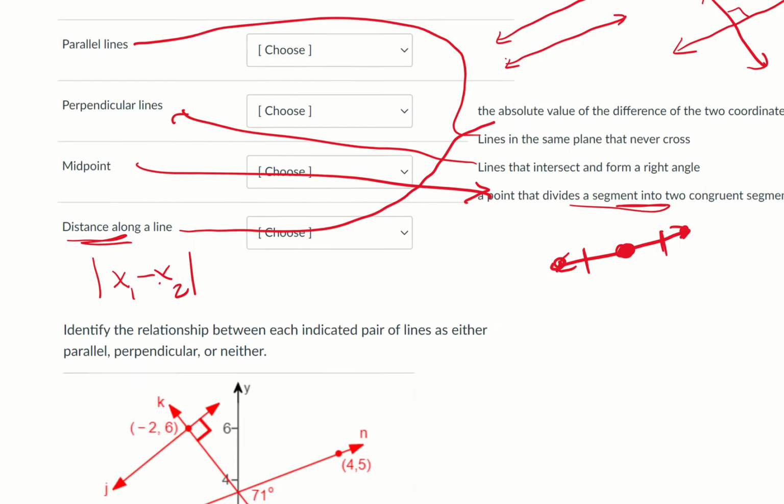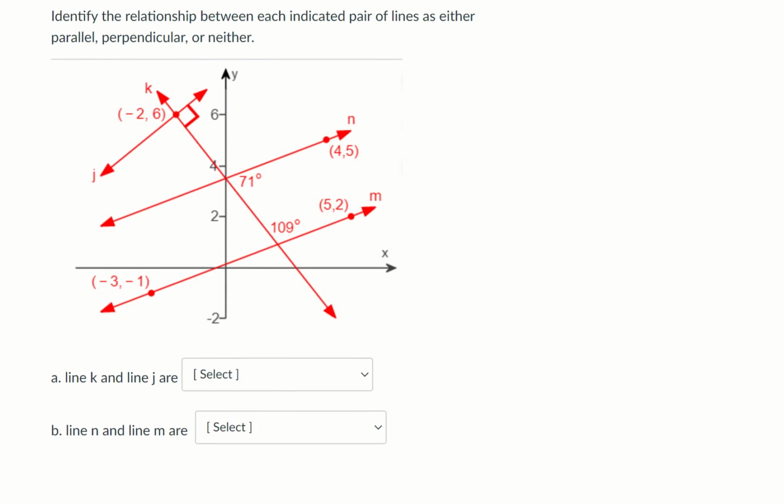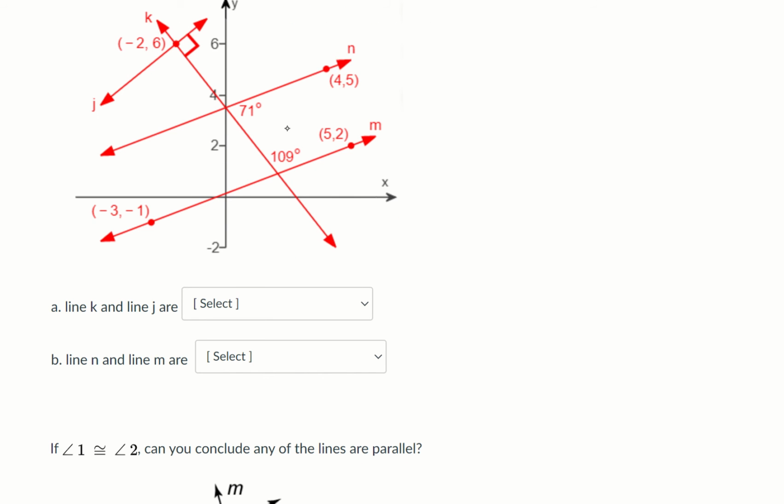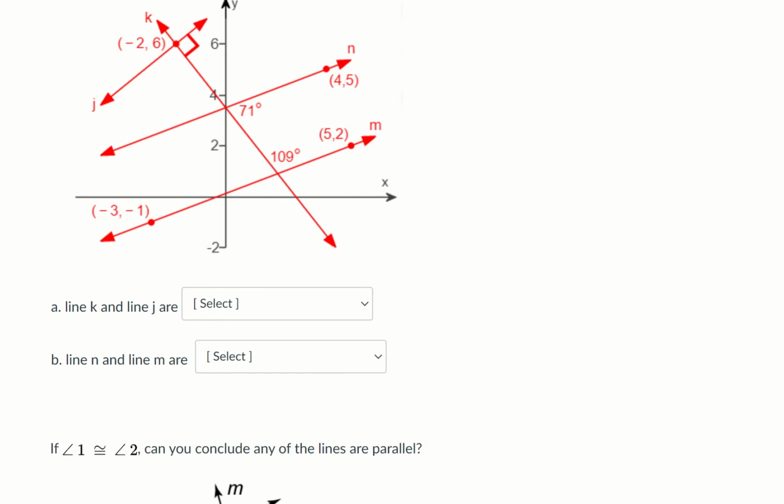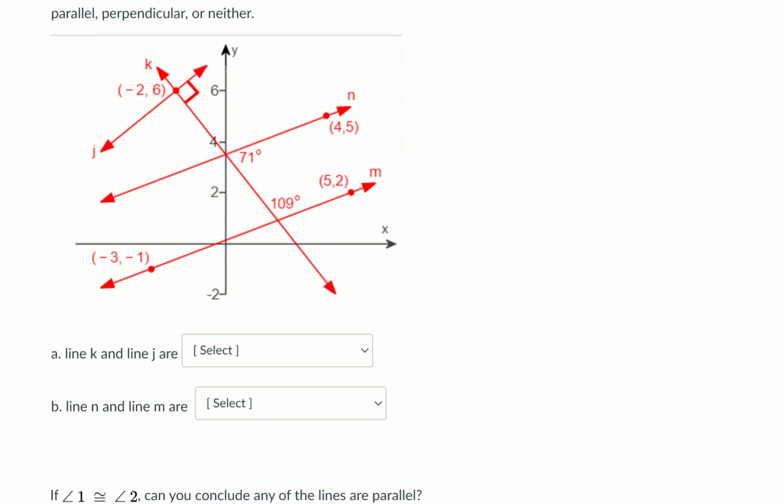All right. So now we're done with the definitions. Let's go to the next question. Identify the relationship between each indicated pair of lines as either parallel, perpendicular, or neither. So here we have 4 lines, right? 3 lines that are intersected by what we call a transversal. So line J and K. So if we're talking about line J and line K, are those 2 lines parallel, perpendicular, or neither?